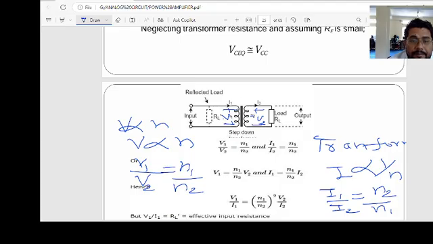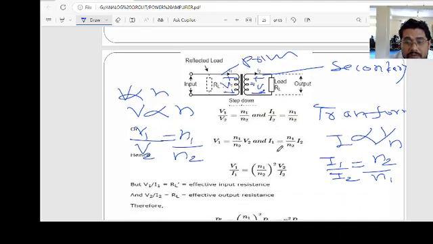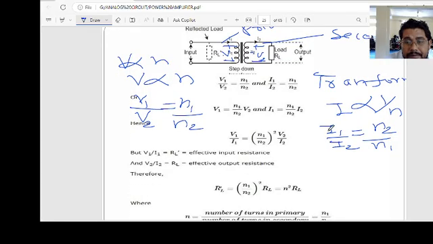Sometimes this is called primary, and somewhere this is also called primary. And this is called secondary also. This is called secondary. So V1, V2 and V. So that's why I1 divided by I2.